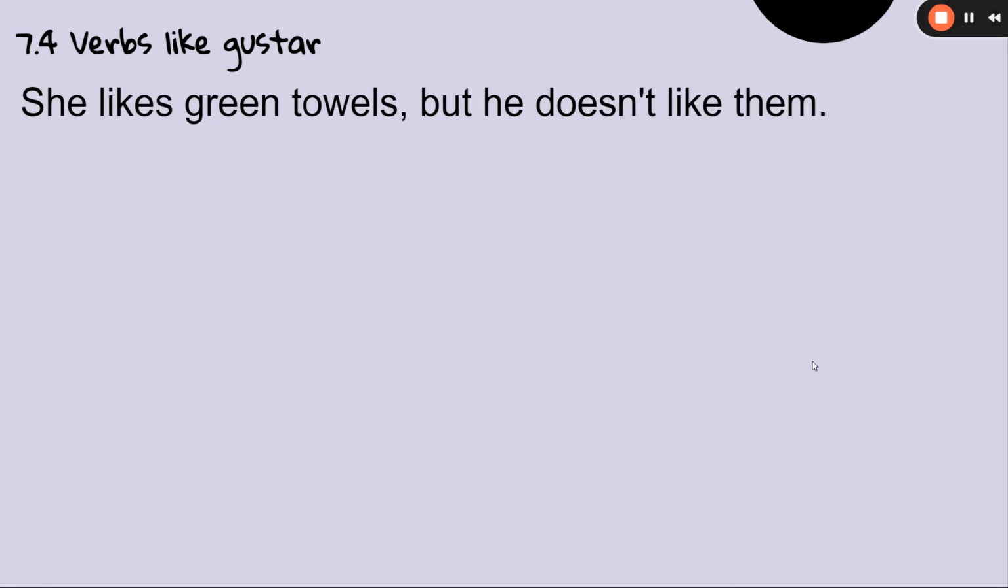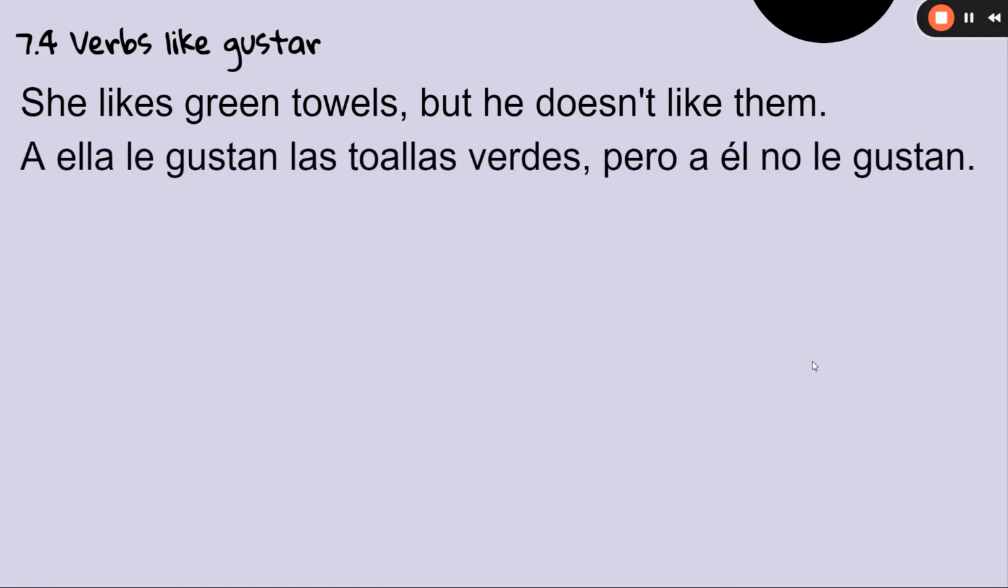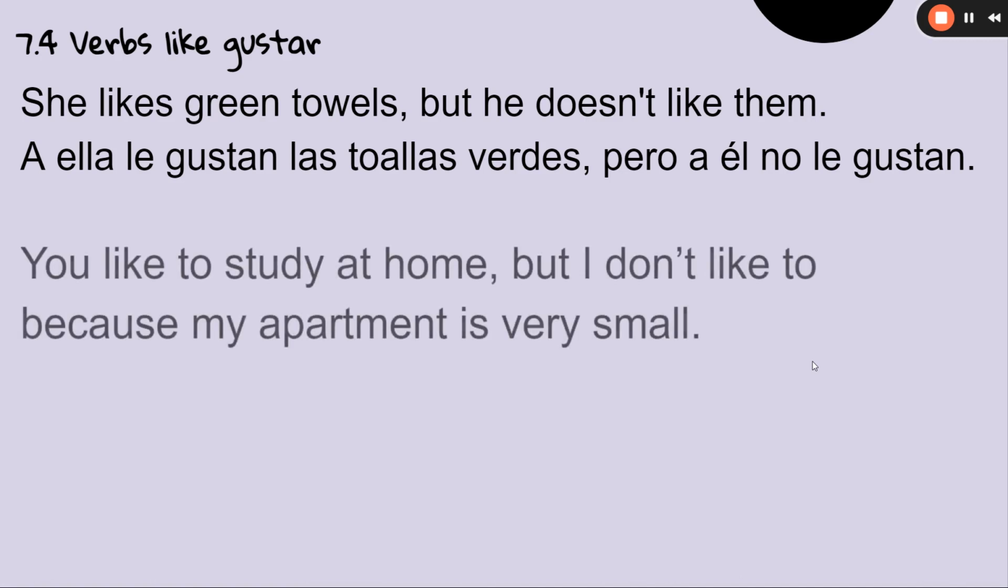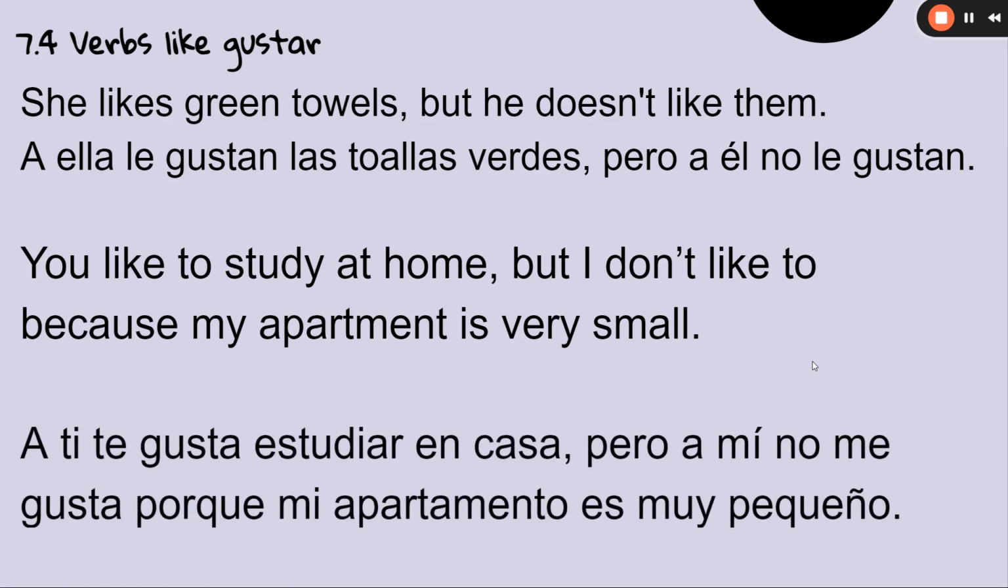She likes green towels, but he doesn't like them. A ella le gustan las toallas verdes, pero a él no le gustan. To him, they're not pleasing. You like to study at home, but I don't like to because my apartment is very small. A ti, remember there's no accent on that ti. Te gusta estudiar en casa, pero a mí no me gusta porque mi apartamento es muy pequeño.